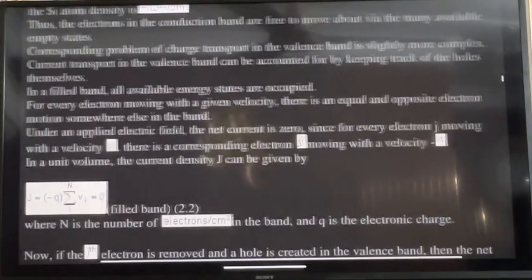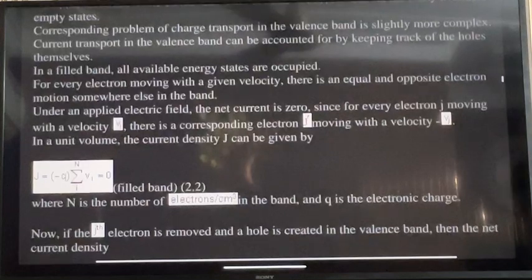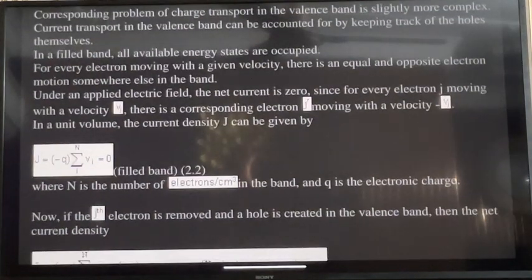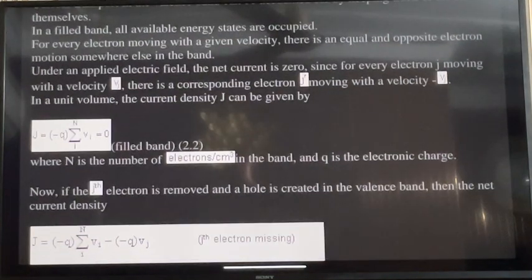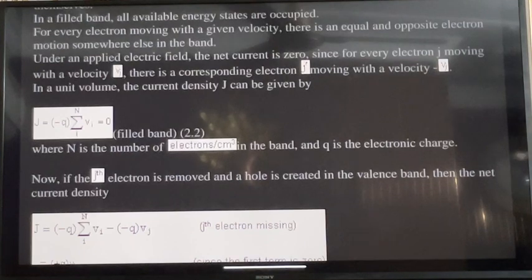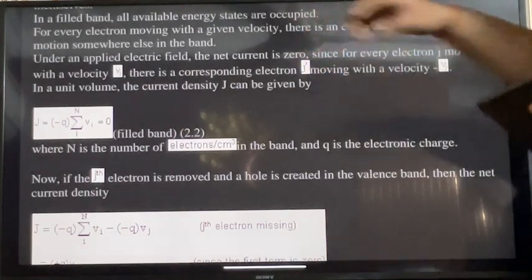So for every electron moving with a given velocity, there is an equal and opposite electron motion somewhere else in the band. Now without an applied electric field, the net current is 0, since for every electron j moving with a velocity vj, there is a corresponding electron j prime moving with a velocity minus vj. In a unit volume, the current density J can simply be given by the sum of q times vj, which is 0, where n is the number of electrons per centimeter cube in the band and q is the electronic charge. So we basically get the net current in a semiconductor to be 0.